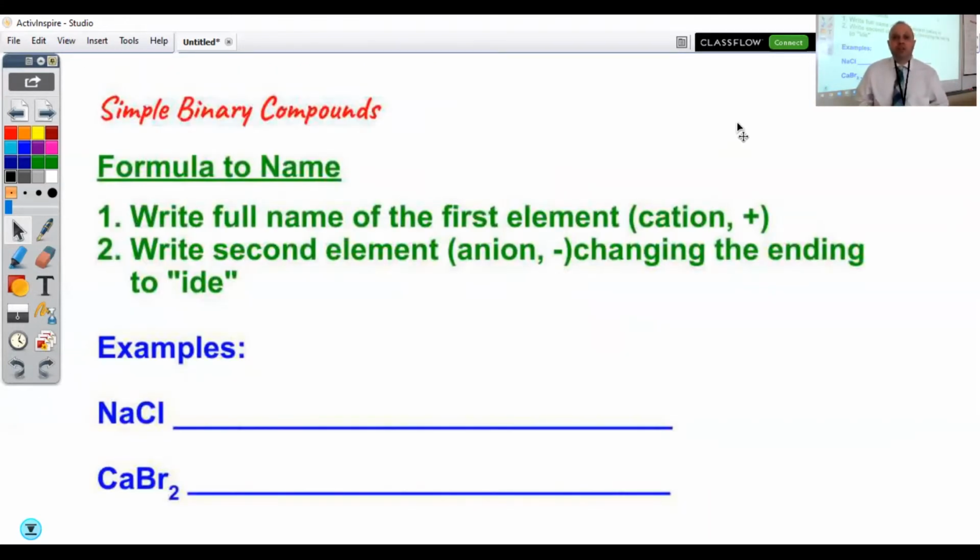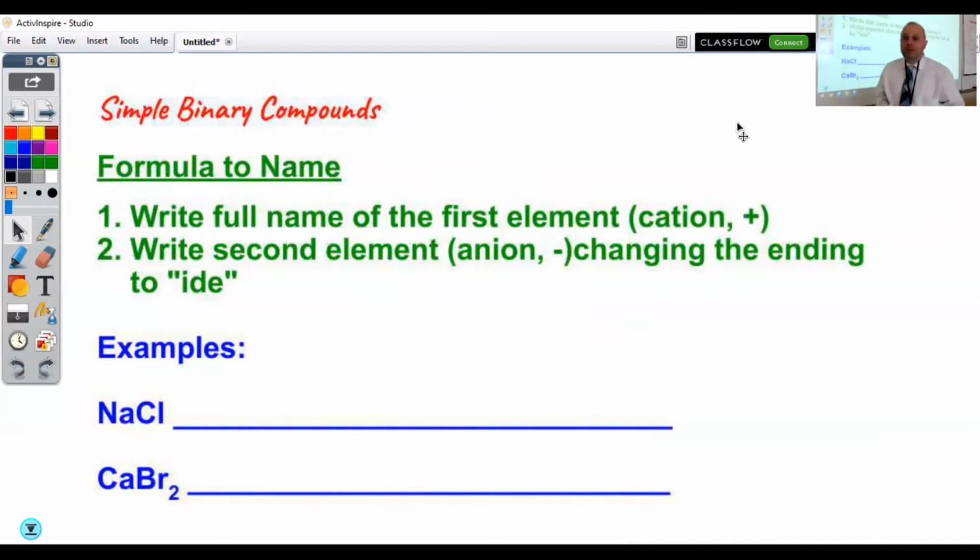Today we're going to go over the instructions for naming and writing formulas for simple binary compounds. These are compounds that have fixed charges. That means we'll simply look at what column they are in on the periodic table in order to figure out what their charge is. Let's take a look.